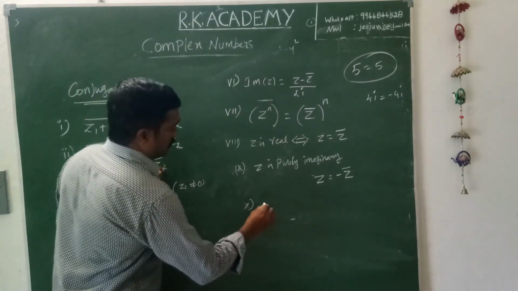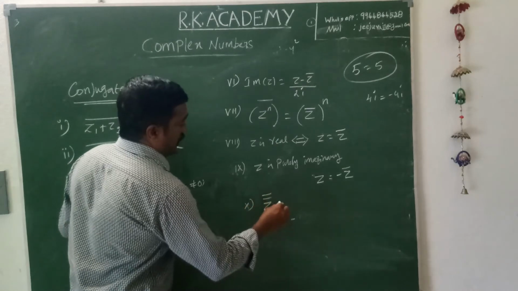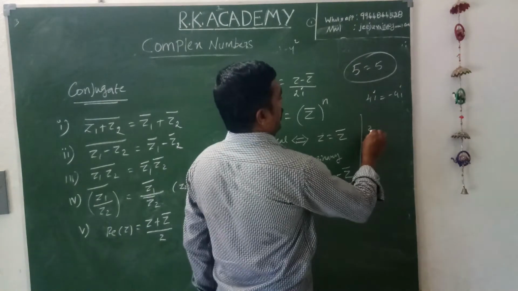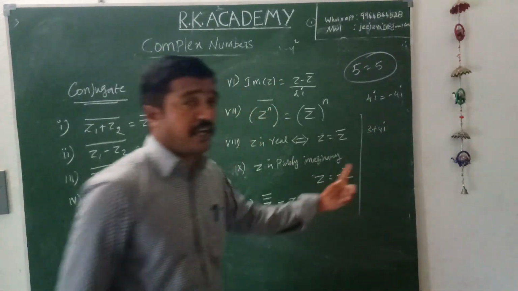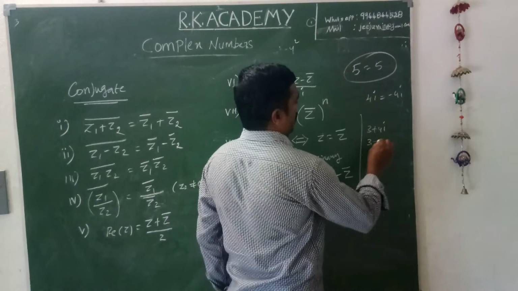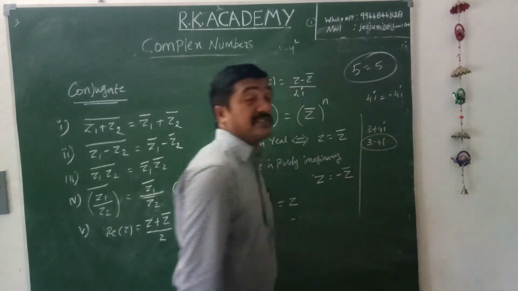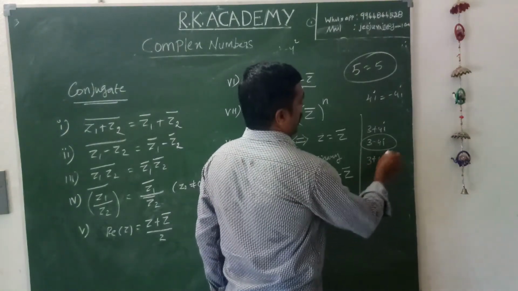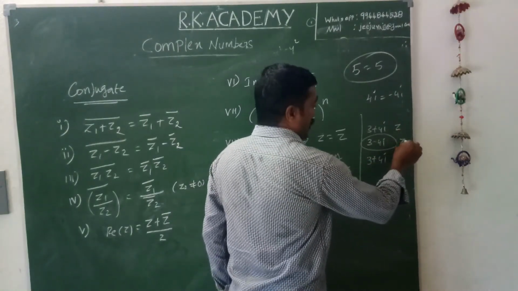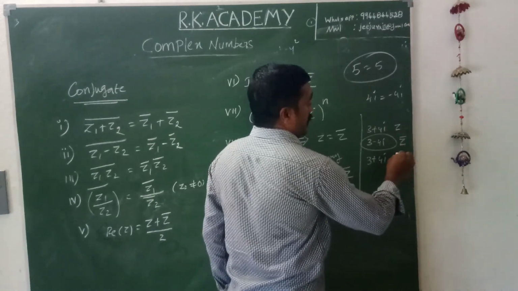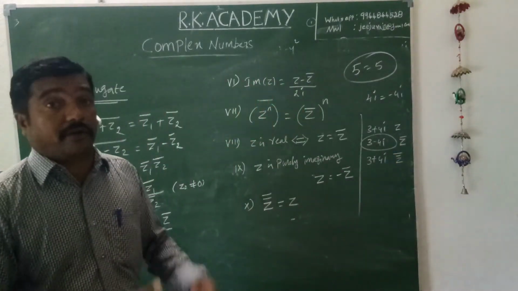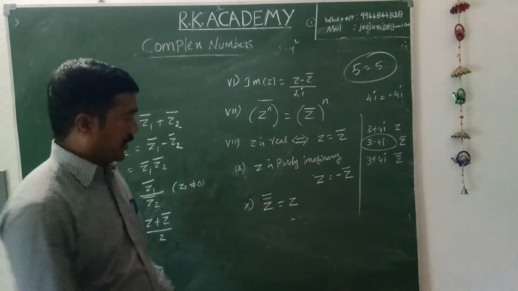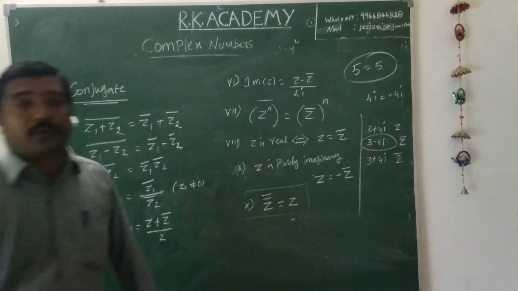Tenth one: conjugate of conjugate is equal to z. Now listen, there is a proof. 3 plus 4i. What is the conjugate of this one? 3 minus 4i. Now 3 minus 4i is a complex number. What about the conjugate of that one? Again, it's 3 plus 4i. So it is z. Again we take z bar, taking again the conjugate, the conjugate of z bar. Now we completed the properties.